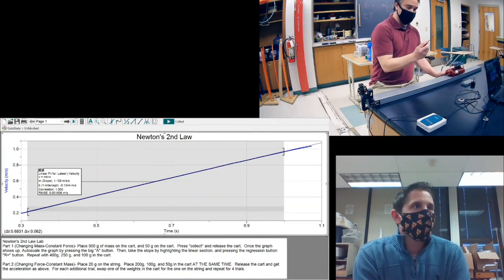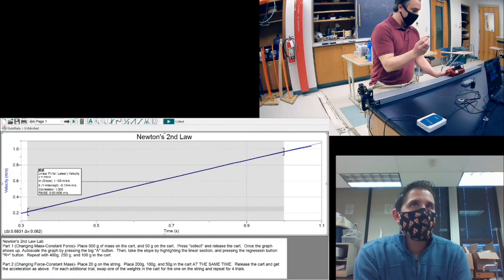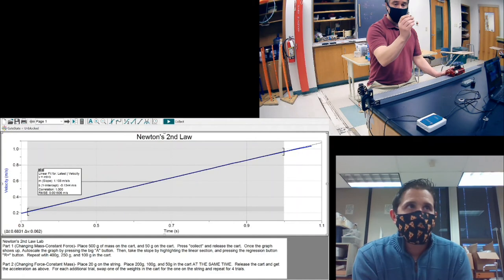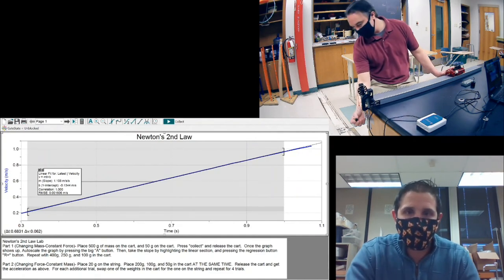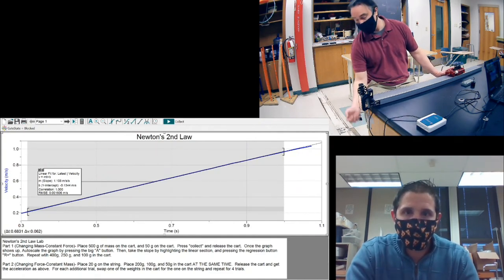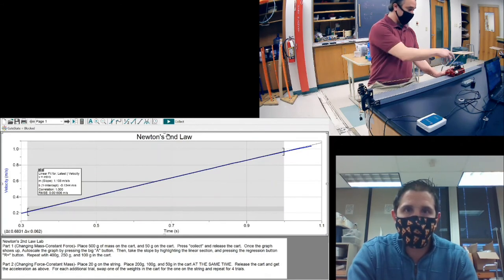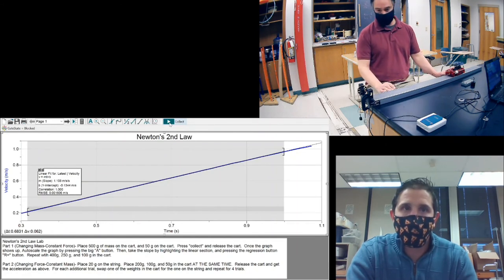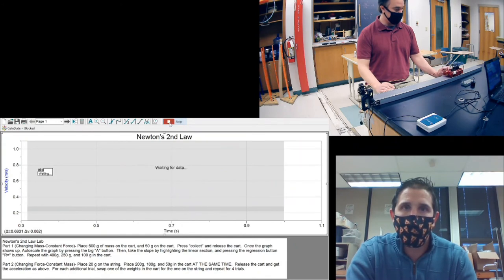So we have a 20, a 50, a 100, and a 200 gram mass. We're going to begin with the 20 gram mass providing the force to accelerate the cart. We're going to keep the other masses on here. For the next trial, we're going to swap masses, and we'll explain that as we go. Okay, here we go. Trial number 1, 20 grams of mass on the string. Ready, set, go.